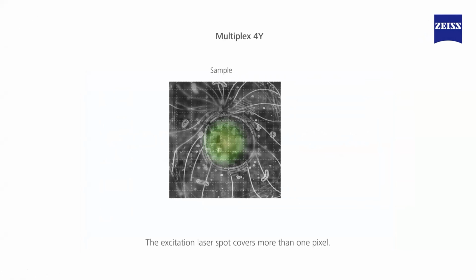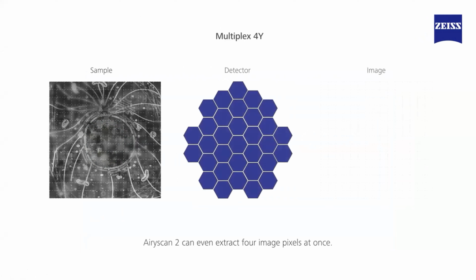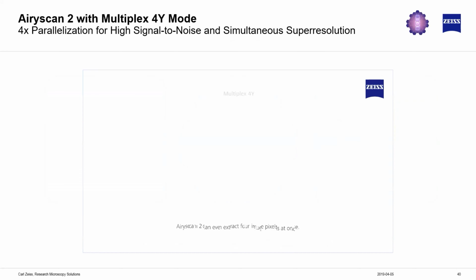So anyway, the excitation spot covers more than one pixel. And that means that we're actually collecting more light. And because we have this spatial detector, we can actually solve for more than one pixel at once. So we can actually solve for up to 4 this way. And I think it's going to crash again, so I'll just talk through the rest of this.